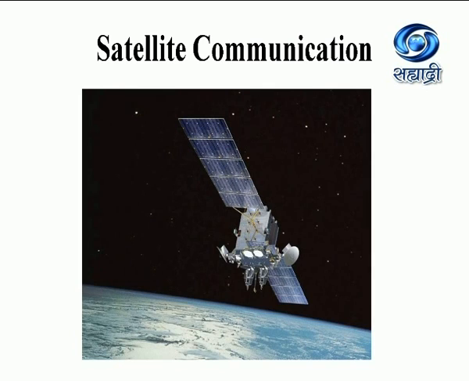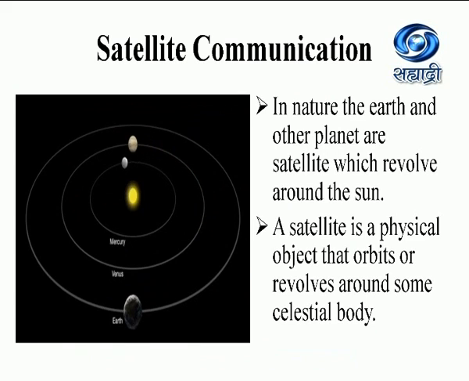So let's start with the second topic of the communication chapter, that is satellite communication. These are the applications of the communication system. Satellite communication. So what do you mean by satellite? In nature, the Earth and other planets are satellites which revolve around the sun. A satellite is a physical object that orbits or revolves around some celestial body.